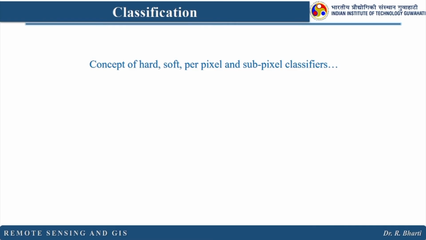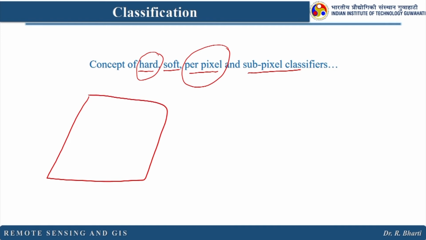Now here I want to introduce a few different terms like hard classifier, soft classifier, per pixel classifier or subpixel classifier. So if you see the names themselves, hard and per pixel, right? They have the same meaning, right? Now let us assume this is your image, it doesn't matter whether it is a multispectral, panchromatic or hyperspectral image.